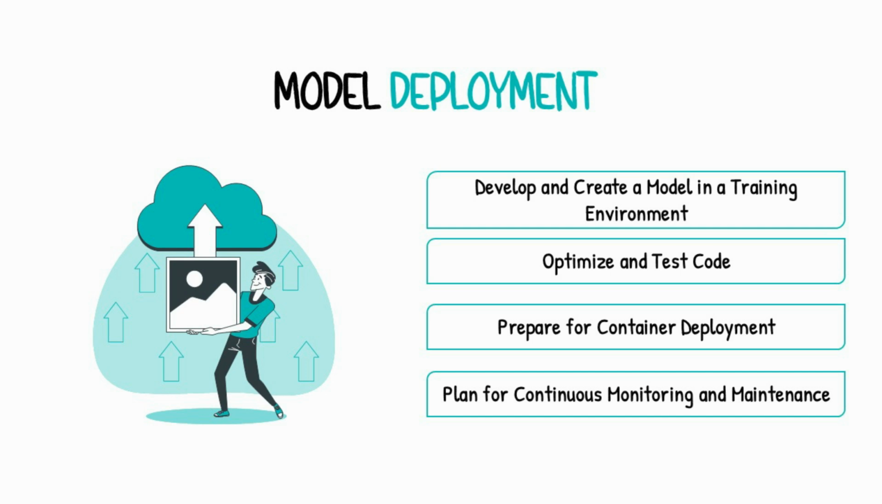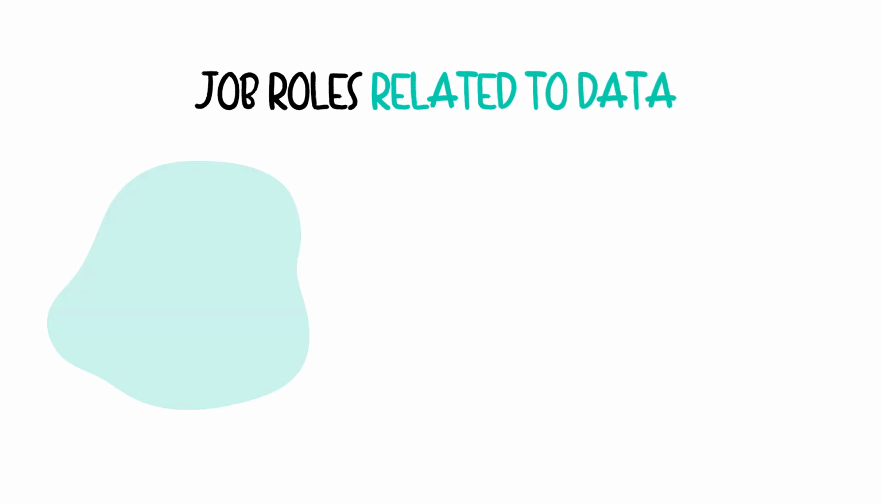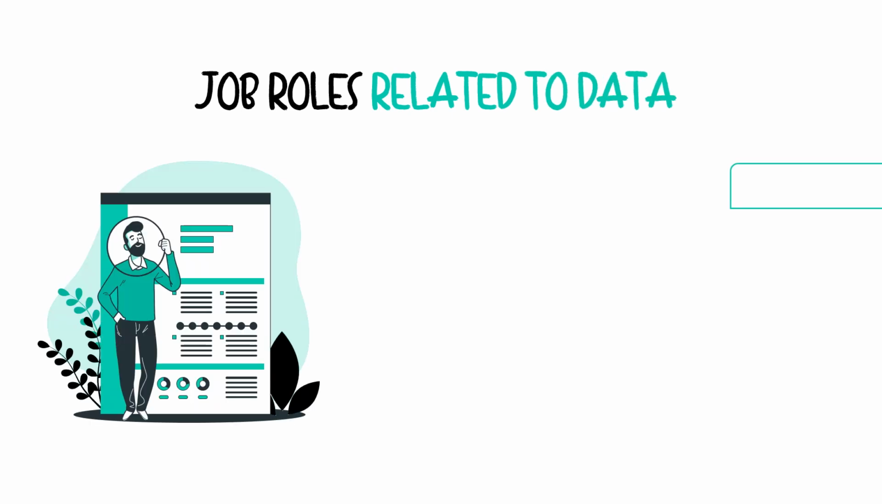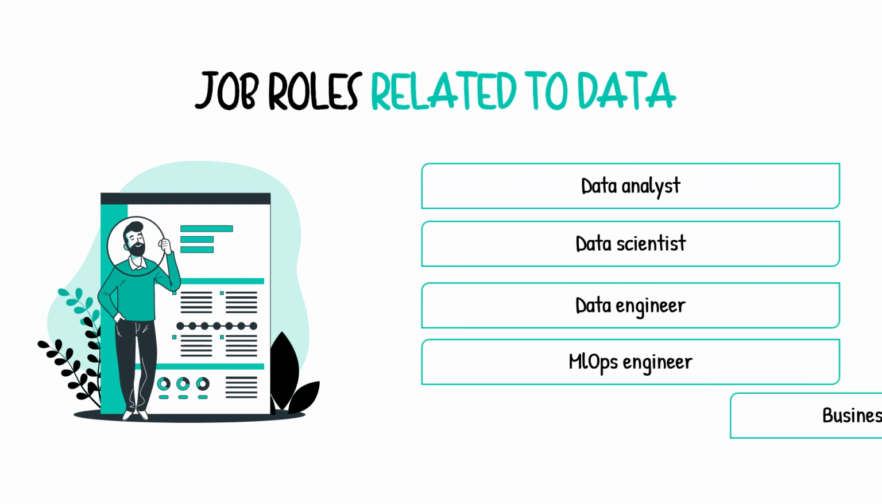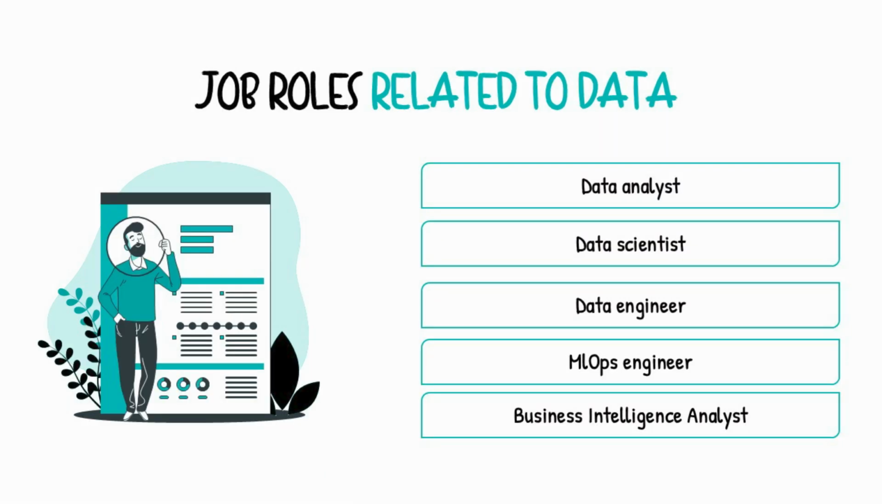So since it is a lot of work to do in the project, and it is not possible for a single person to carry on all these jobs alone. So there are certain job roles which you might have heard, and it is very possible that you use these words interchangeably. But these roles are all very different. So these are some of the profiles: data analyst, data scientist, data engineer, MLOps engineer, and business intelligence analyst.